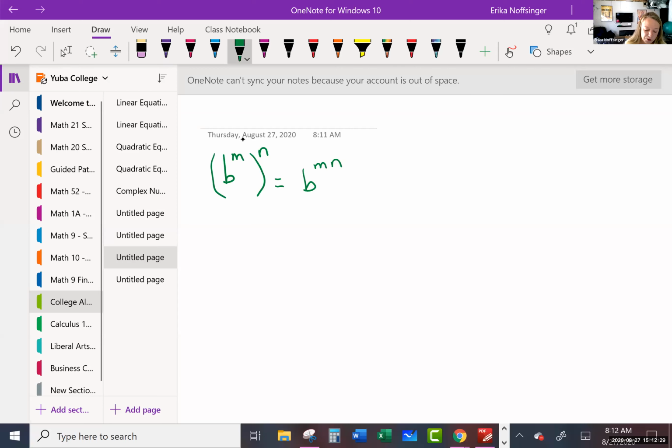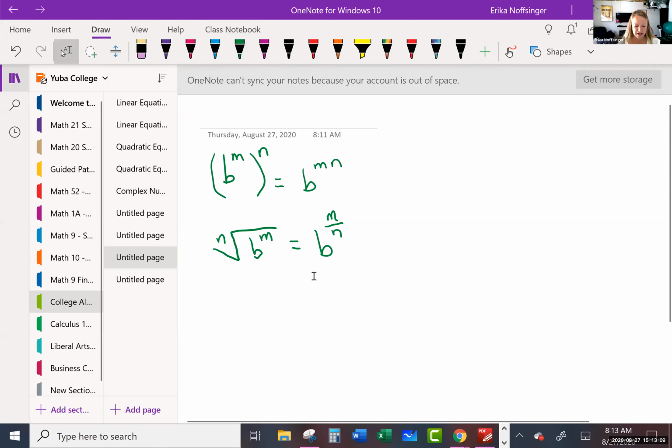And another rule that you need to remember is if you have a radical, so let's say this is the nth root of b raised to maybe the m power, we can rewrite this in exponential form without the radical. This is the same thing as b raised to the m over n power, where the power is the numerator, and the index of the radical is the denominator. So going back and forth is helpful. Okay.